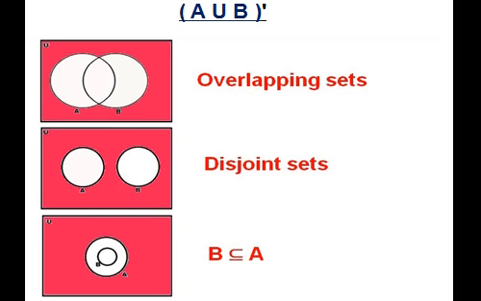Next category is the complement of A union B. Remember, complement means universal set minus the given set. So in the case of overlapping sets, both the circles are excluded and the rest of the rectangle is colored. In the case of disjoint sets, again both the circles are excluded, and in the case of proper subset also the circles are excluded and the complete rectangle, which is the universal set, is colored, excluding these two sets, that is set A and set B.